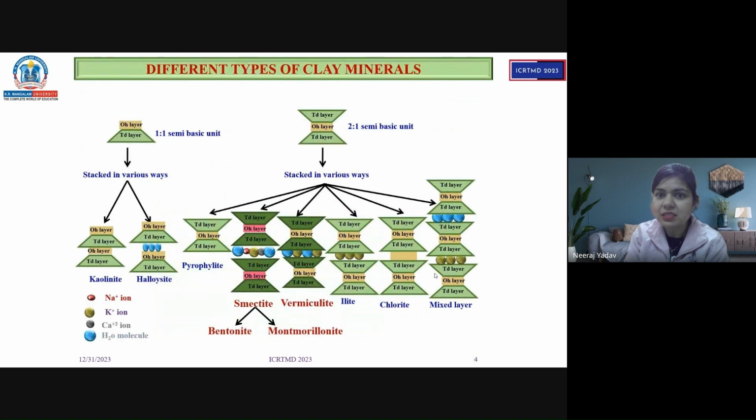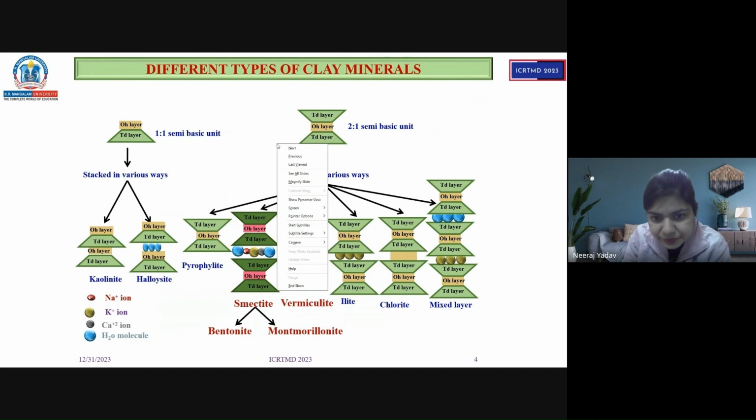As we are discussing clay-based nanopigments, let us first discuss the clay minerals. There are two basic units in the clay mineral: the octahedral layer and the tetrahedral layer, as you can see here. Depending on these layers, clay minerals are categorized into different categories like 1:1, 2:1, and 2:1:1 ratio. In 1:1, one octahedral and one tetrahedral layer is present, and in the 2:1 group of clay minerals, the octahedral layer is sandwiched between two tetrahedral layers.